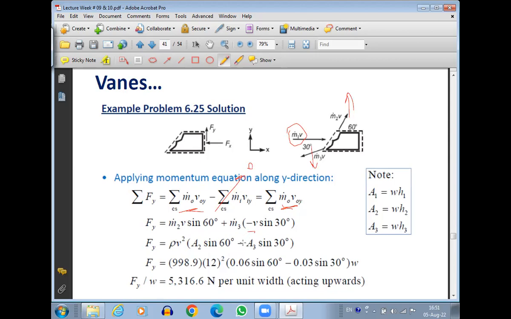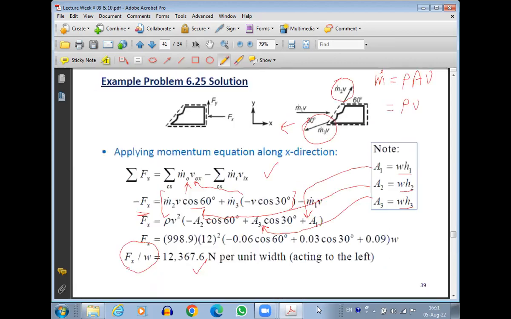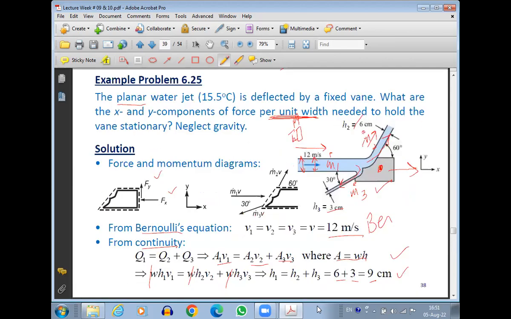v sine 30. Again, substituting the values of the area, we can find Fy over W. That will be the Y component of the force per unit width needed to hold the vane in place. So that's the solution of this problem. The problem is done with its solution. If there is anything that you do not understand in the solution of this problem, please feel free to ask.